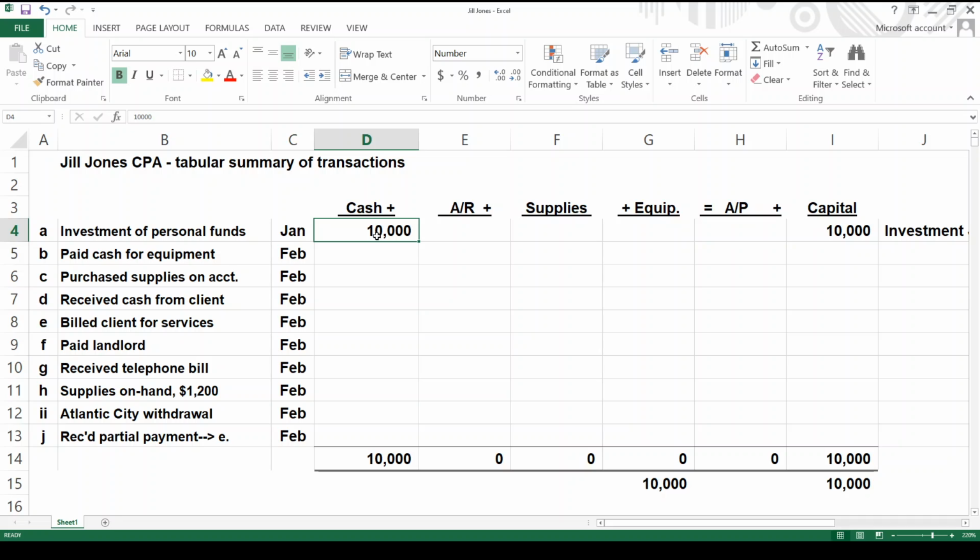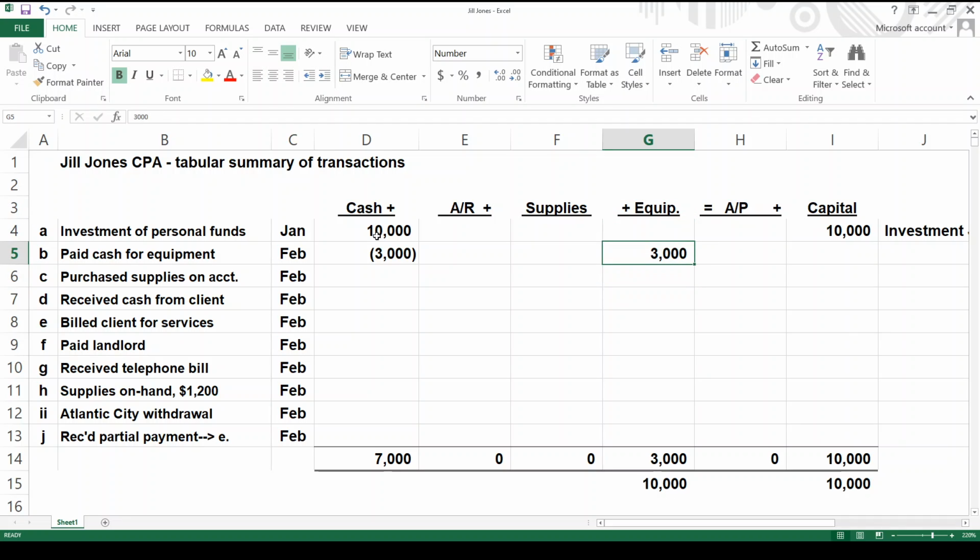Okay, next on the hit parade, what happens? Jill needs some equipment. She needs a computer, a printer, etc., etc. So she goes down to Staples and she picks out a nice computer and printer and so forth. And she pays, including sales tax, $3,000. Okay, now, what did she pay for? She paid for equipment.